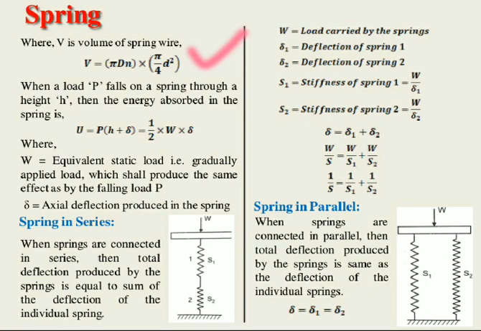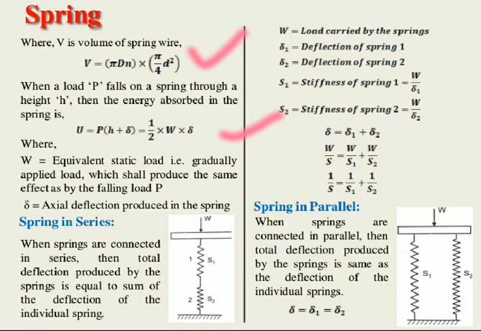When a load P falls on a spring through a height h, then the energy absorbed in the spring will be given by U equals P into (h plus del), and that will be equated with the equation half into W into del, where W equals the equivalent static load, that is the gradually applied load which shall produce the same effect as the falling load P, and del equals the axial deflection produced in the spring. So this is all about the energy stored in a helical spring.